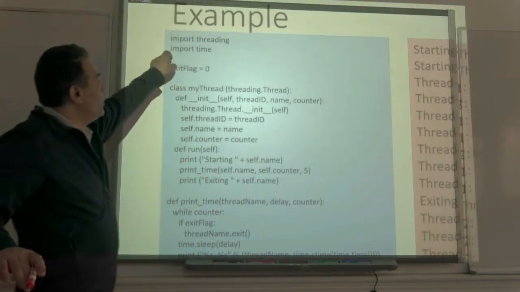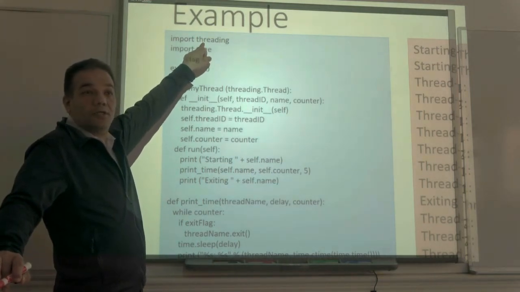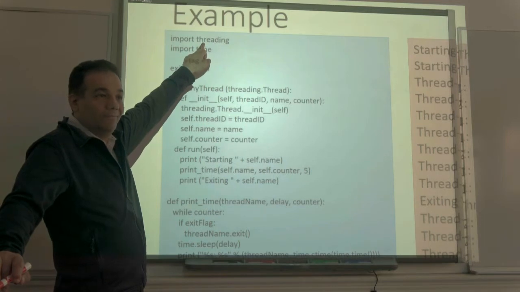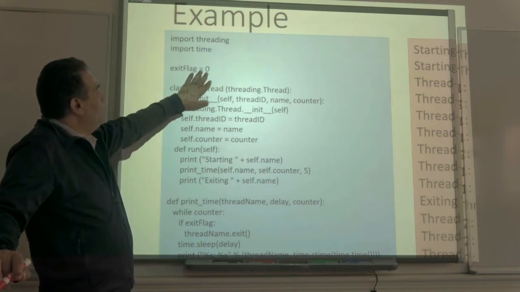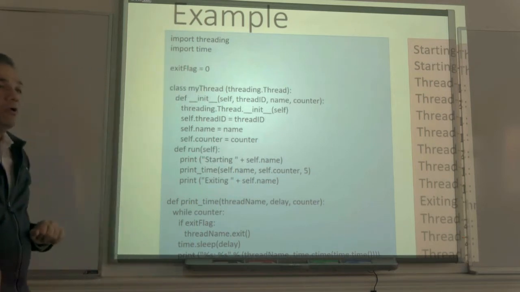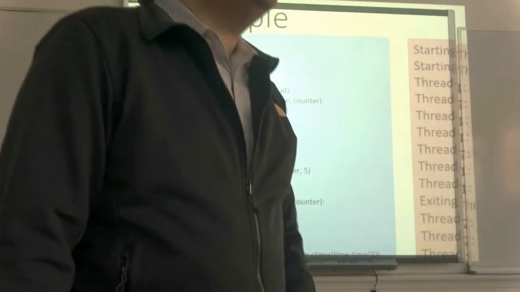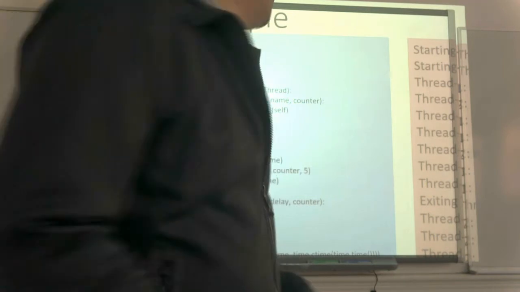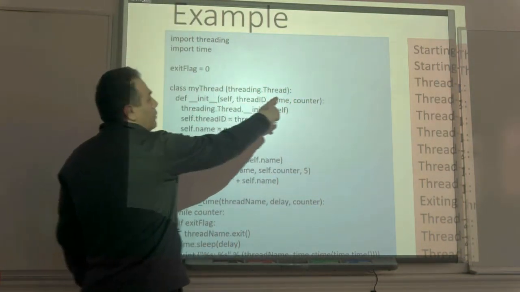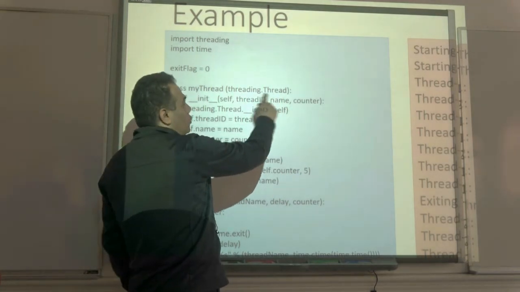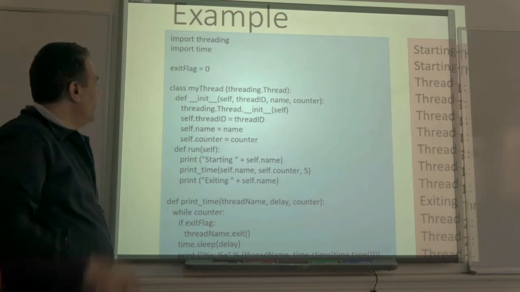So, import threading. What is threading? It's a module. Okay, import time. So exitFlag is 0, we'll talk about it later. So now, to create a thread is what? A class, inherited from where? The Thread class. So I'm creating my own thread, inherited from Thread, which is part of the threading module. Cool so far?